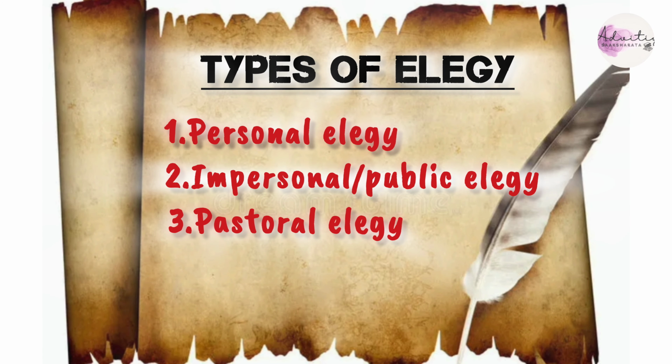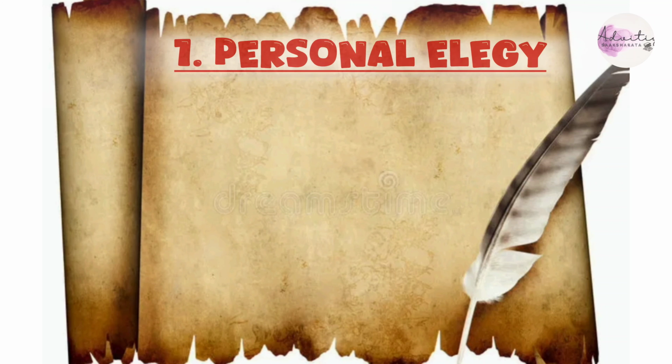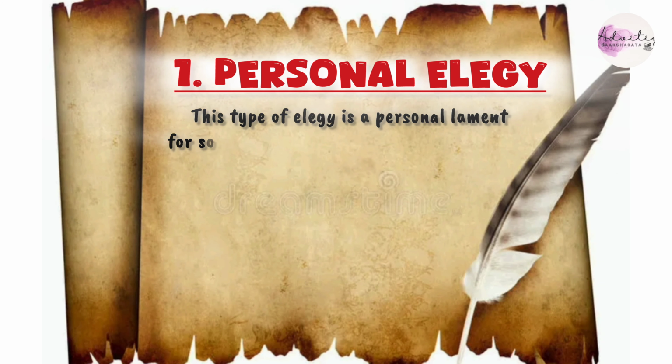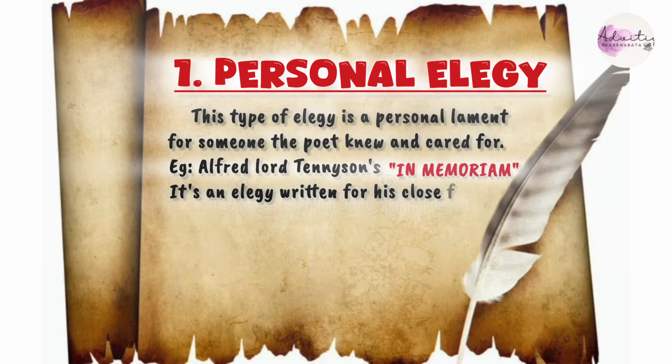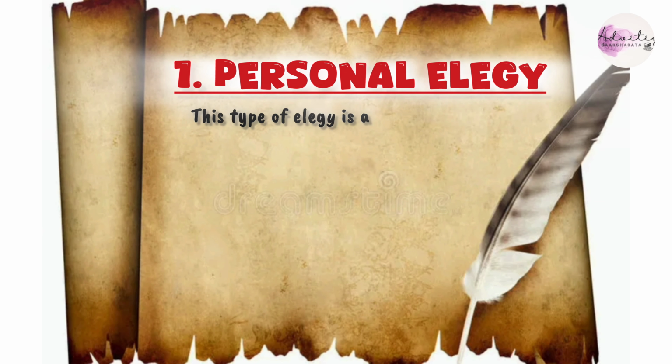Besides this, we come across different types of elegies, which show the versatility of this poetic form. There are three types of elegies: personal elegy, impersonal or public elegy, and lastly the pastoral elegy. A personal elegy, as the name suggests, is deeply personal. It's a poetic expression of grief for someone close to the poet. So, if you're reading a poem mourning the loss of a friend, family member, or loved one, it's likely a personal elegy. The best example would be Alfred Lord Tennyson's In Memoriam. It's an elegy written for his close friend Arthur Hallam.